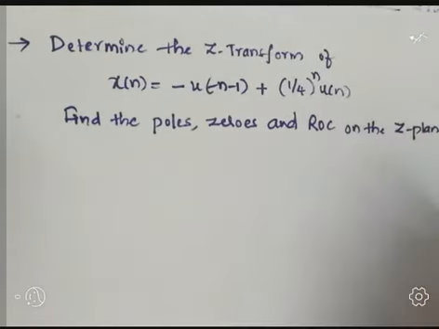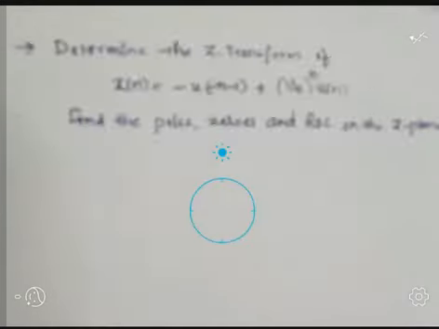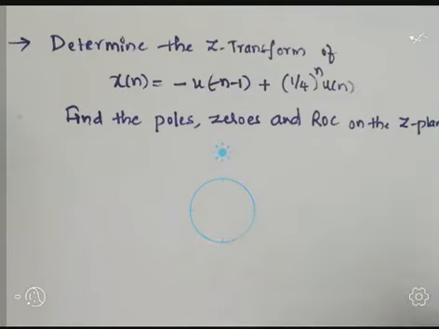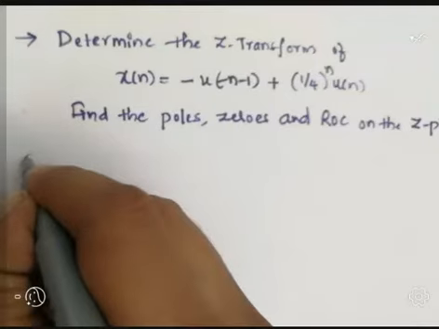Z plane. Question is like this: determine the Z transform of the sequence x of n equal to minus u of minus n minus 1 plus 1 by 4 to the power n u of n. Also find poles, zeros, and represent ROC on the Z plane. So let us solve this example.